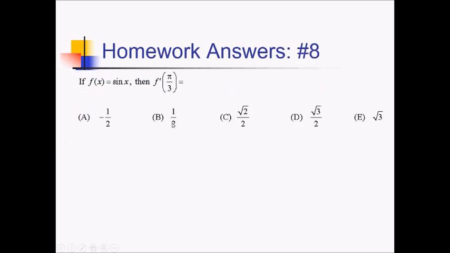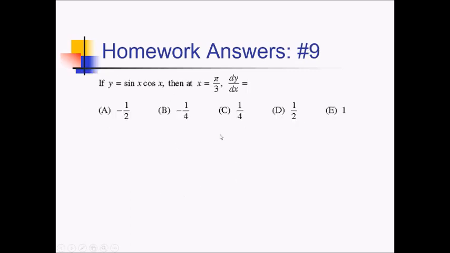On this problem, we're given that f of x is sine of x. We want f prime of pi over 3. No calculator problem here. So let's first take the derivative of f of x in general, which f prime of x is going to be cosine of x, the derivative of sine of x. So now f prime of this is really just cosine of pi over 3. Well, this is really just cosine of 60 degrees, which hopefully you remember your unit circle values. This is 1/2, so that was choice B.